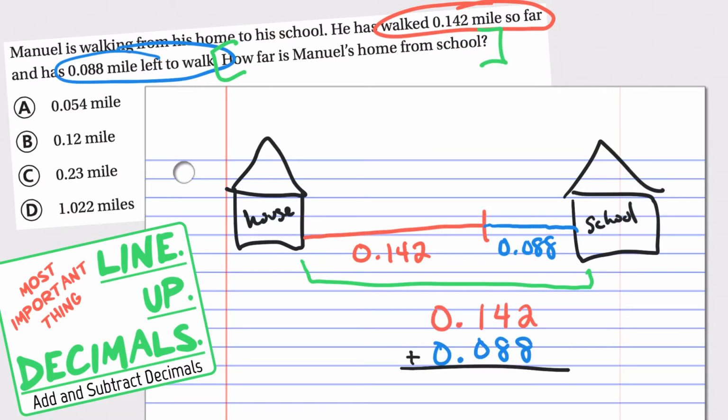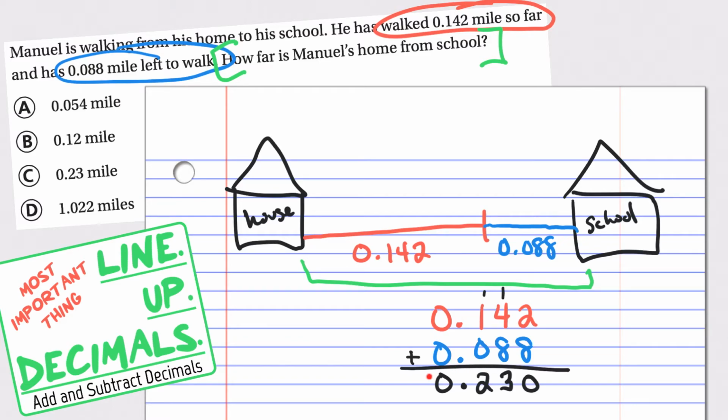So first you should line up your decimals like this, making sure the decimals are completely lined up. Then I'll start with 2 plus 8 is 10, so I carry the 1. 8 plus 4 is 12, plus 1 is 13, carry the 1. 1 plus 1 is 2. And 0 plus 0 is 0, and then I bring my decimal straight down, and that is our answer.